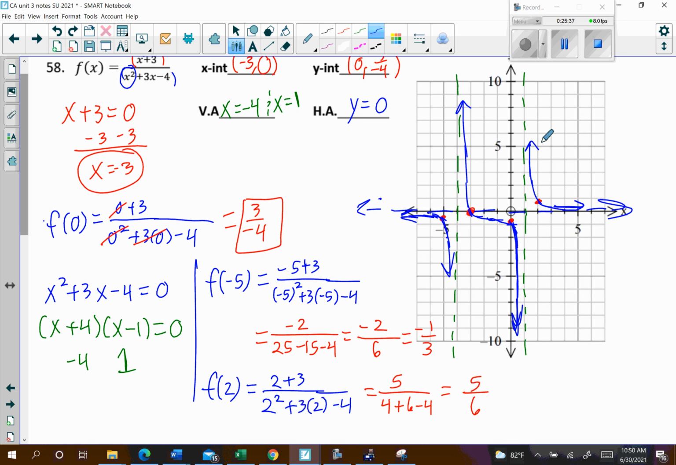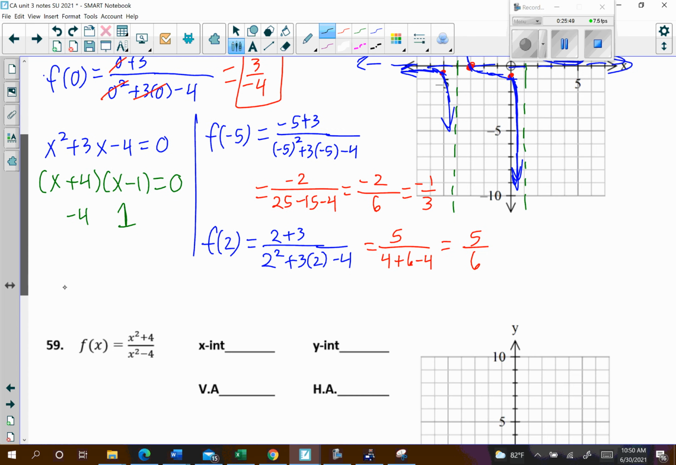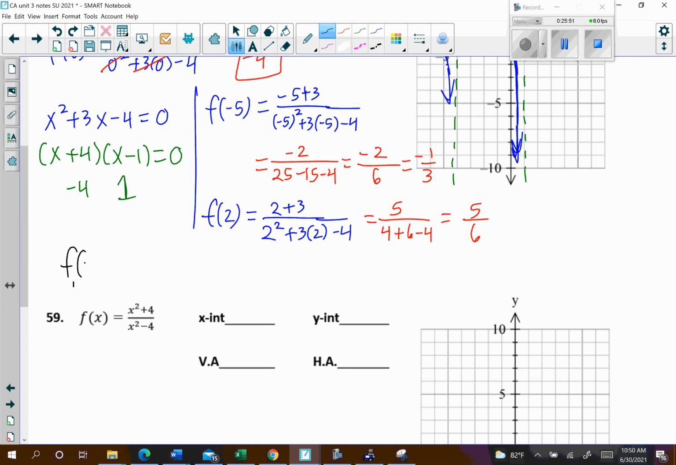Okay, I'll find one extra point just to show you what happens with the middle part. We could do negative 1 just to get some practice with one more point. So I'm going to plug in negative 1. So f of negative 1 would be negative 1 plus 3 over negative 1 squared plus 3 times negative 1, and then minus 4 right there.